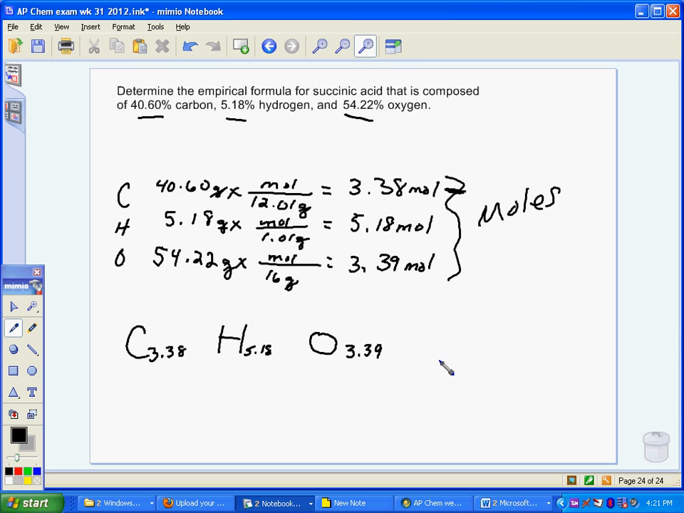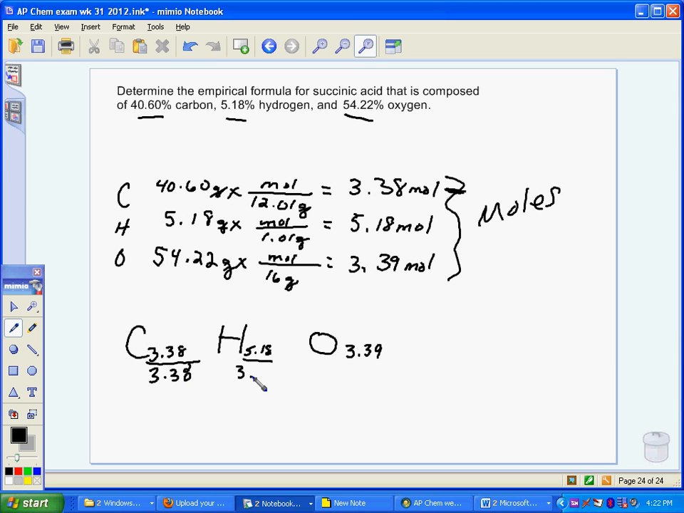Now remember, according to the law of multiple proportions, we can't write a formula like this. You've never seen H 1.375 to O 2 point something. You don't see that. You see H2O. You see common whole number ratios here. So the way that we get a whole number ratio is we look at which one is our smallest number here. In this case, 3.38, and we're going to divide all of them by 3.38. We're dividing all of them by our smallest number.